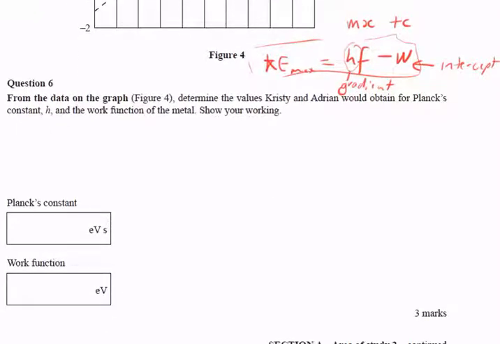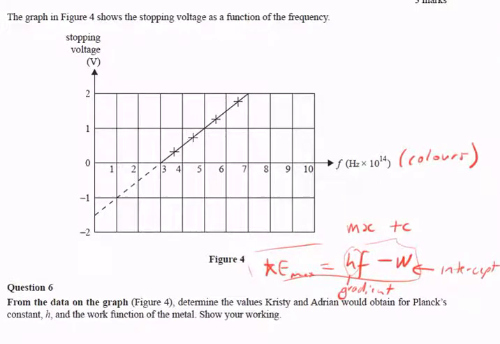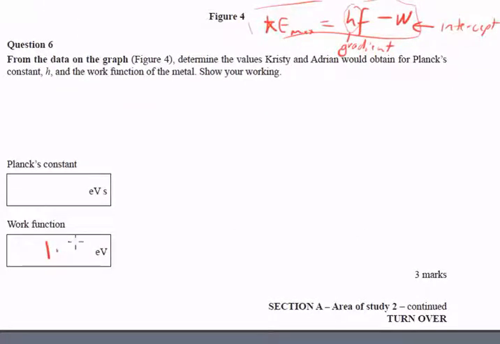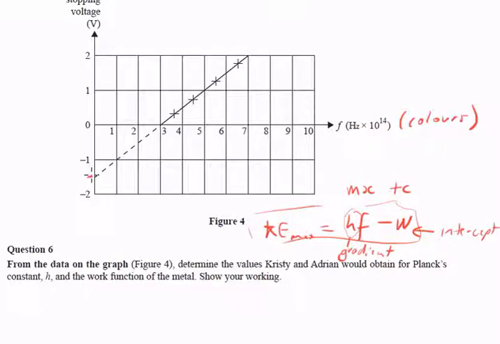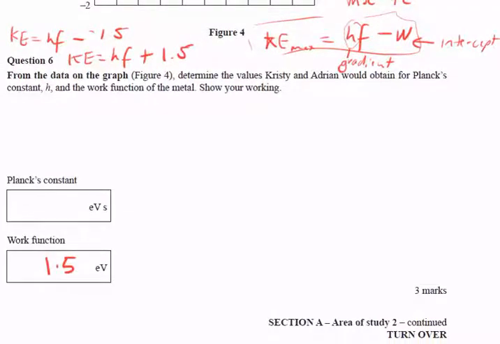So we'll do the intercept first, that's the easiest one. The intercept happens about 1.5. The answer is not negative 1.5, okay? Even though it goes down here through negative 1.5. If you were to put negative 1.5 as the work function in this, you get kinetic energy equals HF minus negative 1.5. Minus a negative is a positive, so you get kinetic energy equals HF plus 1.5. And that graph would look like starting here and going up like that. But it doesn't, it's down here. So because I've already got the negative in the equation, the work function is a positive number. So that's that one easy.